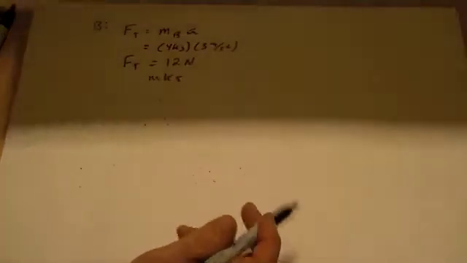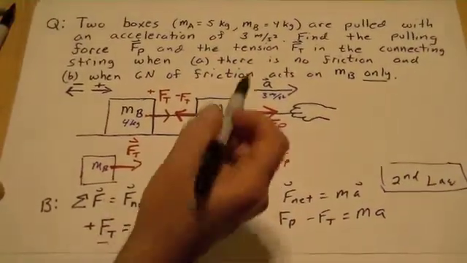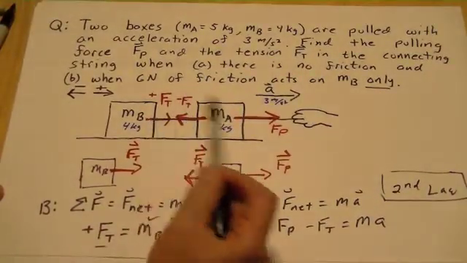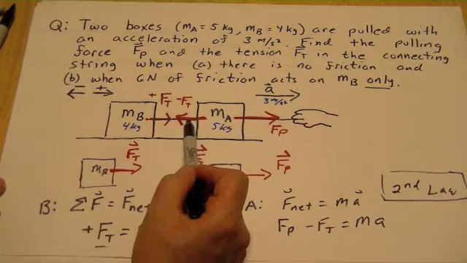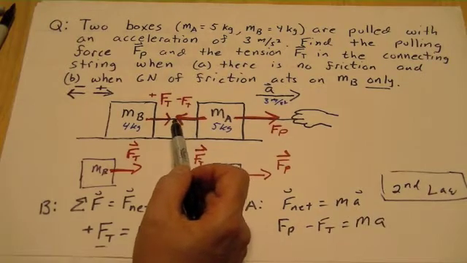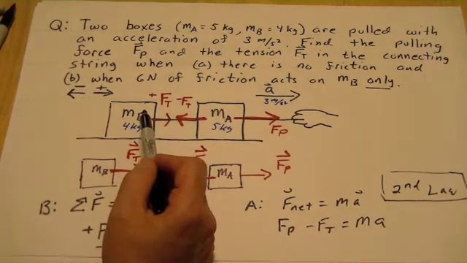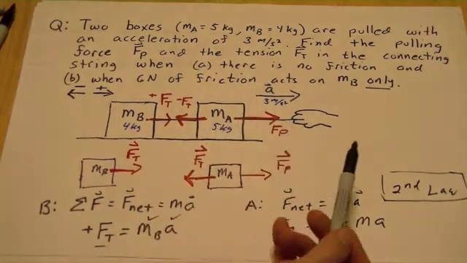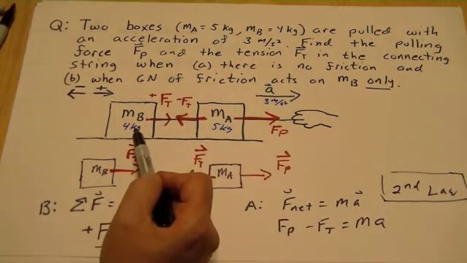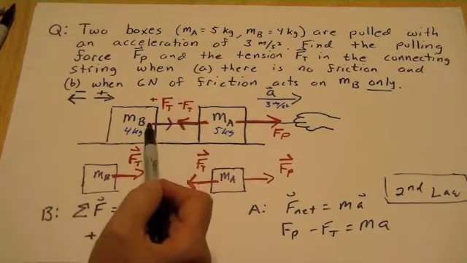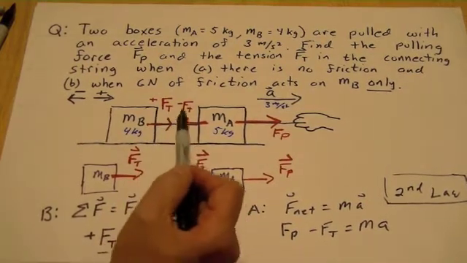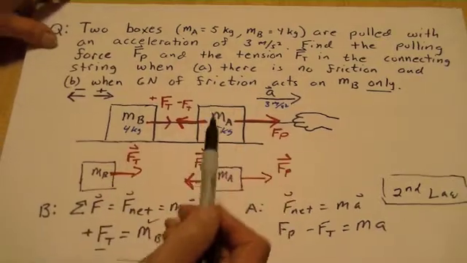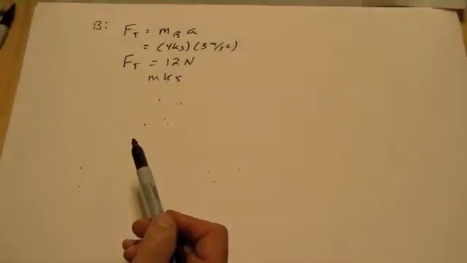Now again, that takes care of the tension for both blocks because it's the single piece of string. Since it's a single piece of string, the tension pulling box B to the right is the same as the tension pulling box A to the left. So now I know one of the forces acting on block A. I can use that for the block A equation.